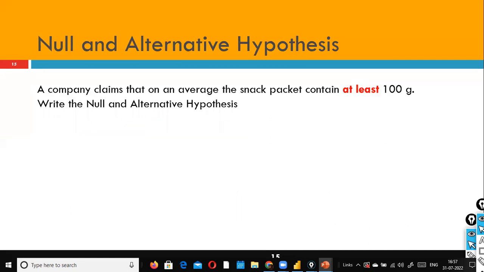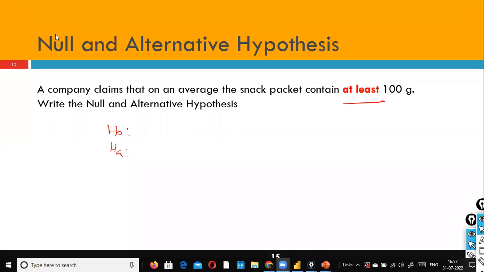Next, you tell me what is the null and alternative hypothesis. Very interesting one. We can see the phrase "at least." At least 100 gram. Write the null and alternative hypothesis. What is the null hypothesis? What is the alternative hypothesis? Let me see how many of you give the correct answer.